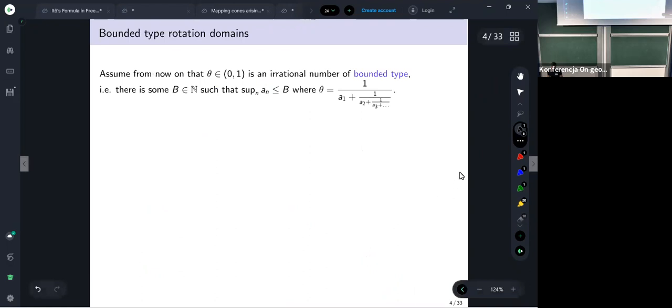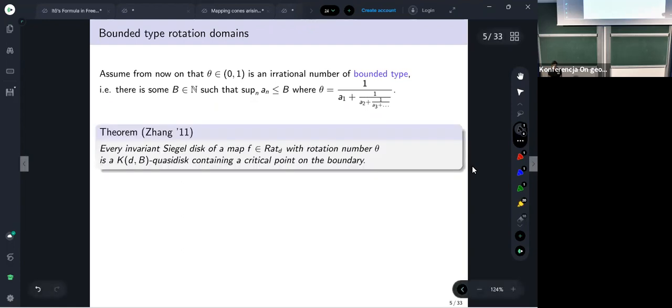From now on, I'm going to assume that the rotation number theta is of bounded type. What is this? This was mentioned yesterday by Igors. Basically, if you write theta as a continued fraction expansion with terms A1, A2, A3, and so on and so forth, there is a uniform bound, say B.